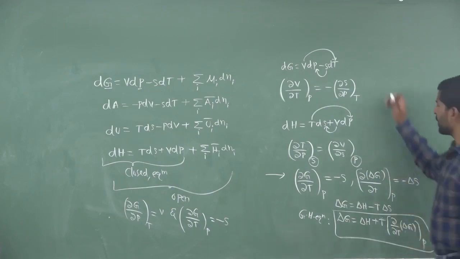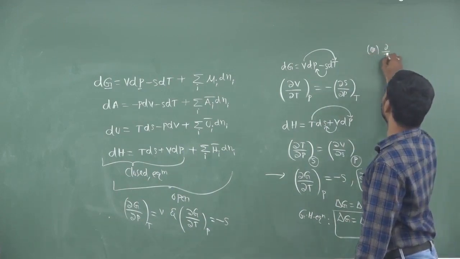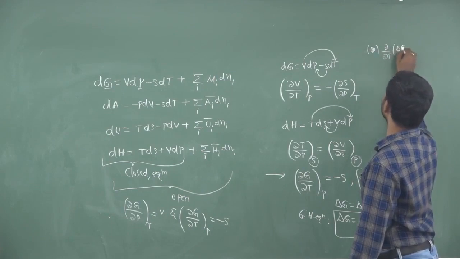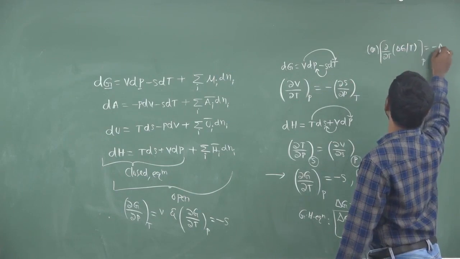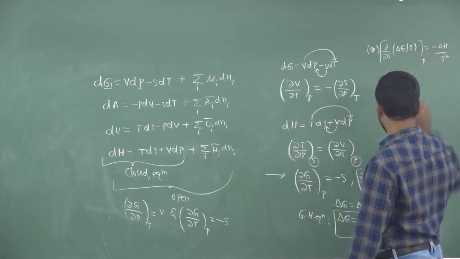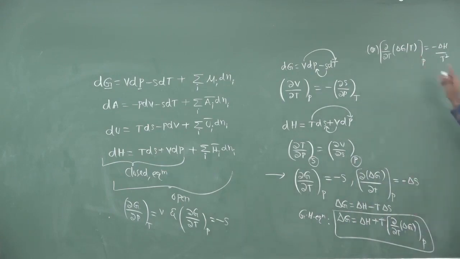Okay, this equation we can write in another way also: dou by dou T of delta G by T at constant pressure is equal to minus delta H by T square. And this can be further simplified like this. Dou by dou T of delta G by T is equal to minus delta H by T square. This is called the Gibbs-Helmholtz equation.